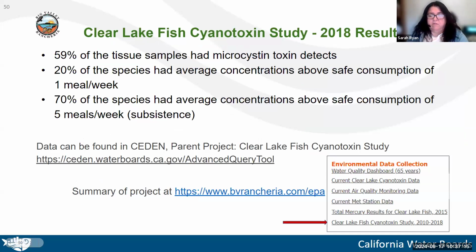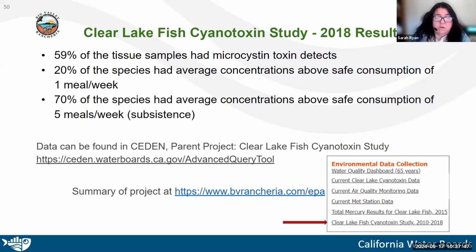And this is what we found out. 59% of the tissue samples had microcystin toxin detects. Now, microcystin is a liver toxin, and it's known to build up in the liver. We did do liver testing as well, but we wanted to also look at the tissue, because that's really what people eat with fish. So that was surprising to us, to see that 59% of the tissue had microcystin toxin detects.